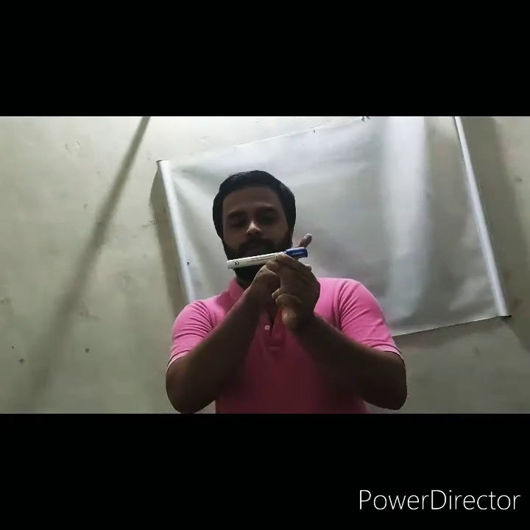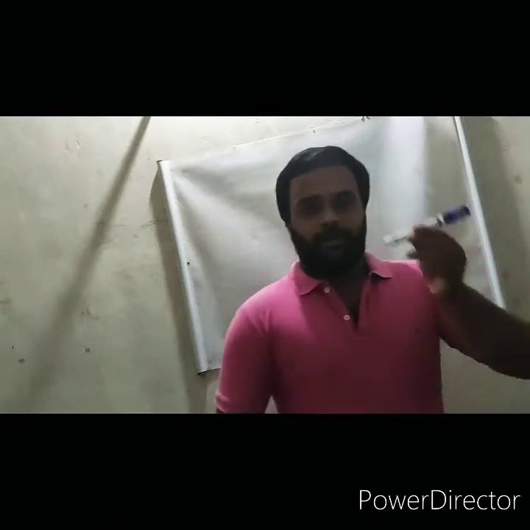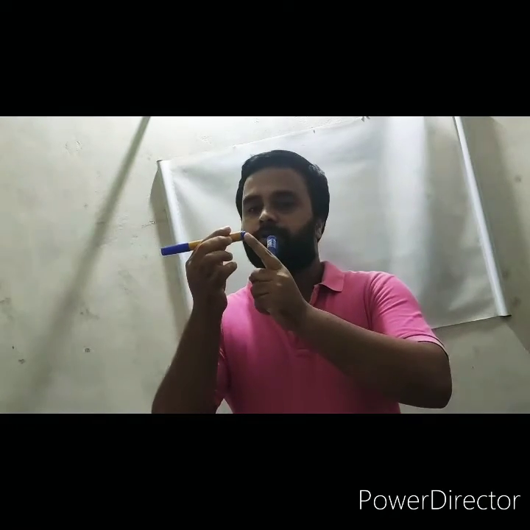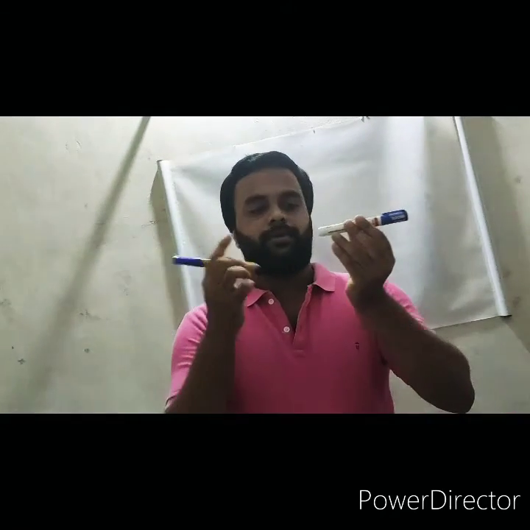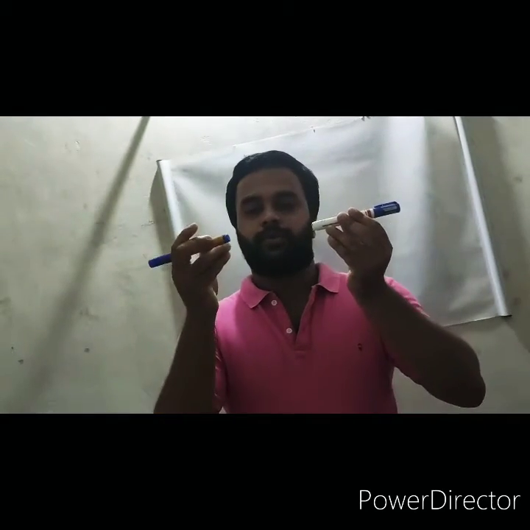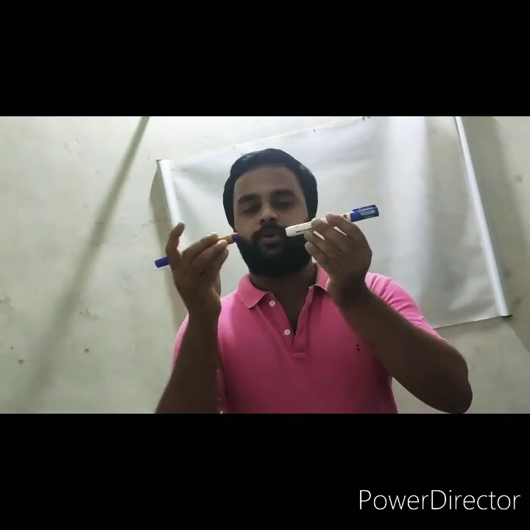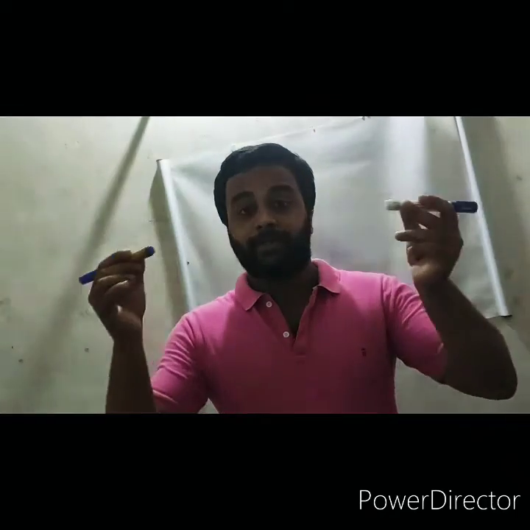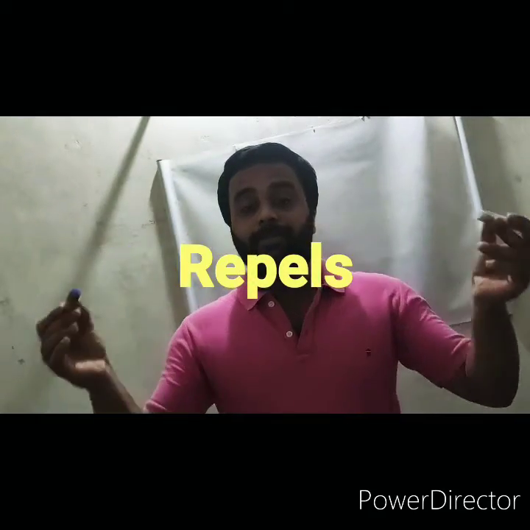Okay, so assume it is a bar magnet. This is the north pole and this is the south pole. Here is another bar magnet. This side is north pole, this side is south pole, this side is north pole, this side is south pole. North pole, north pole. Do you know whether like poles repel or attract each other? Like poles repel each other.